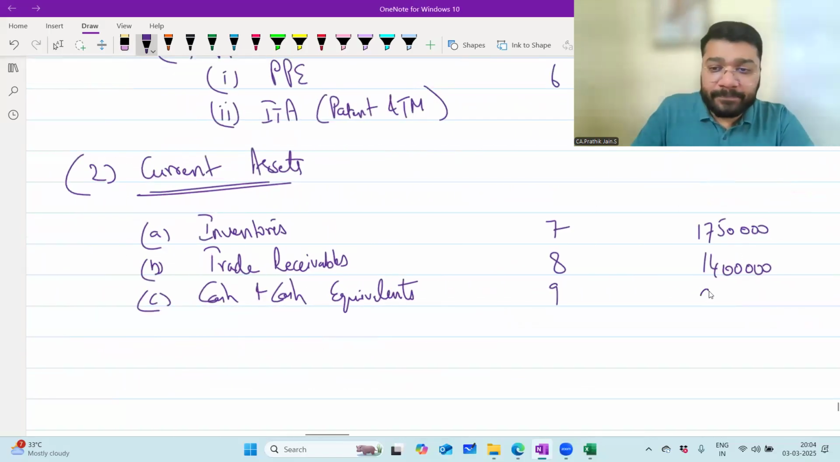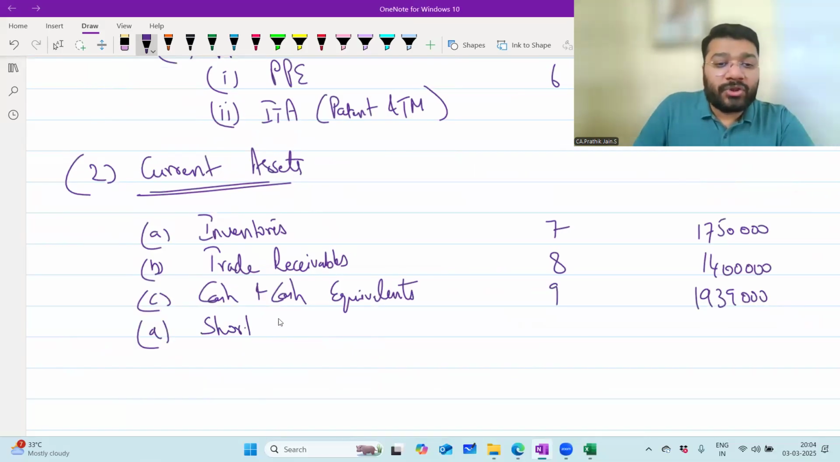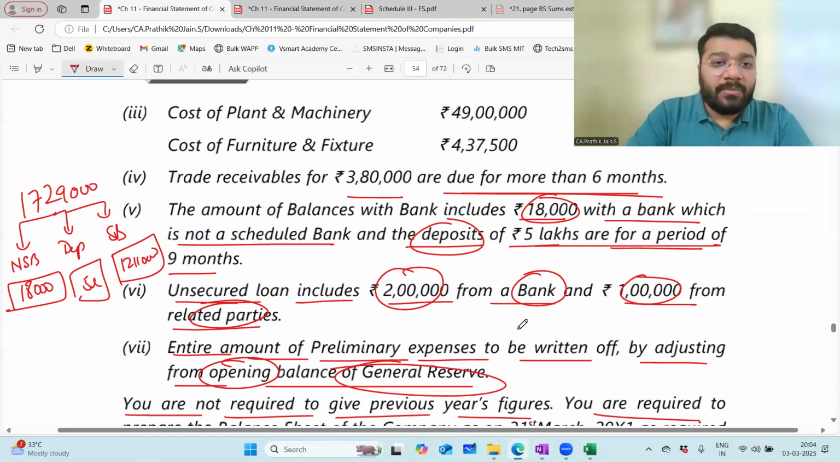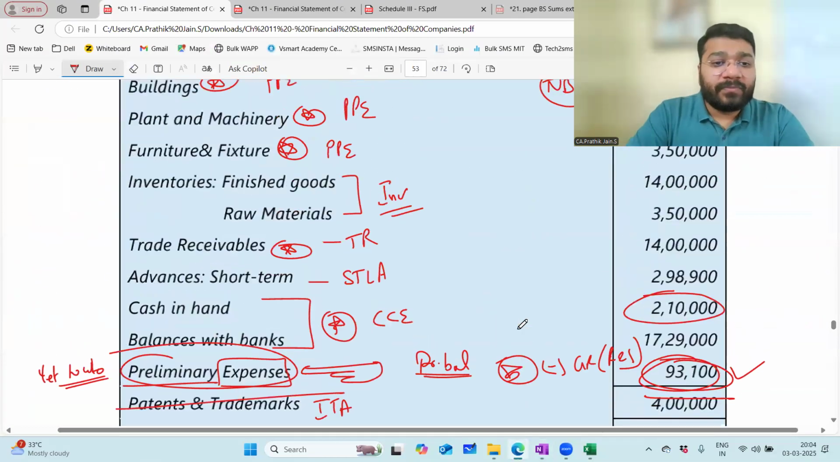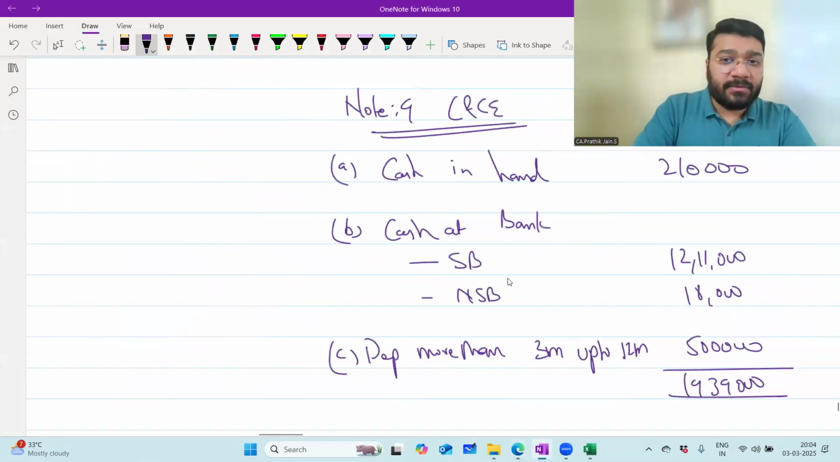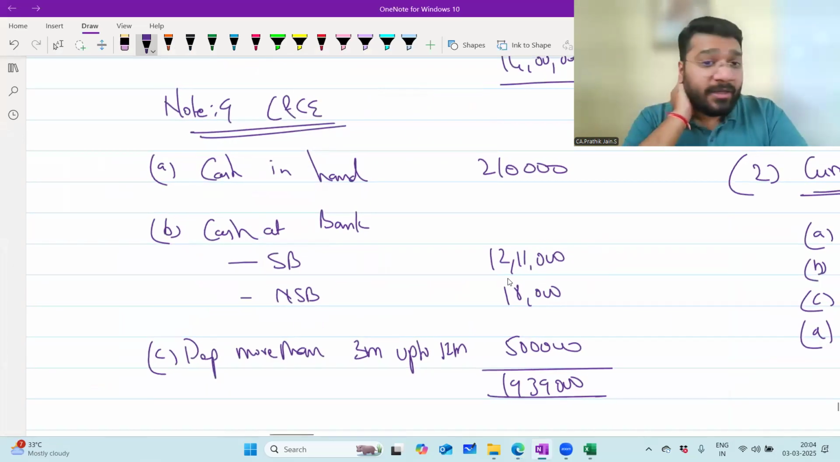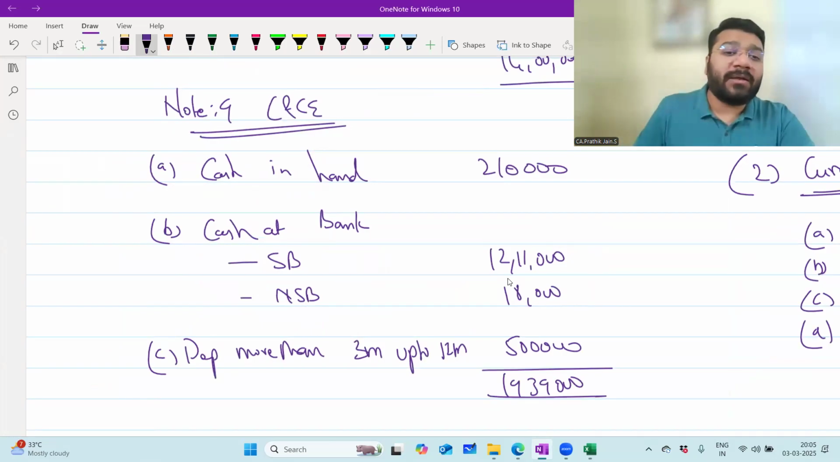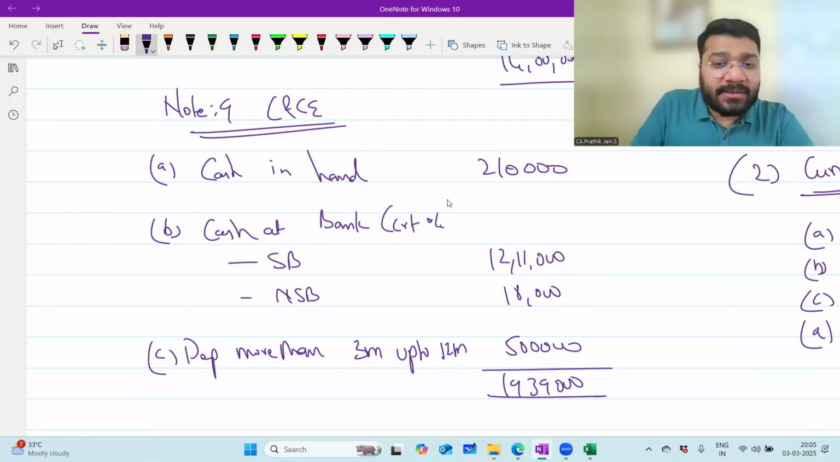Are you all with me? Yes, sir. D is what? Short term loans and advances. Now, short term loans and advances, only one item is there. Sorry? You want to see note number? Okay, one second. Note 9, cash and cash equivalent. Please see it. First one is cash in hand, 2,10,000. B, cash at bank. Scheduled bank 12,11,000, non-scheduled bank 18,000. So both are current account balances.